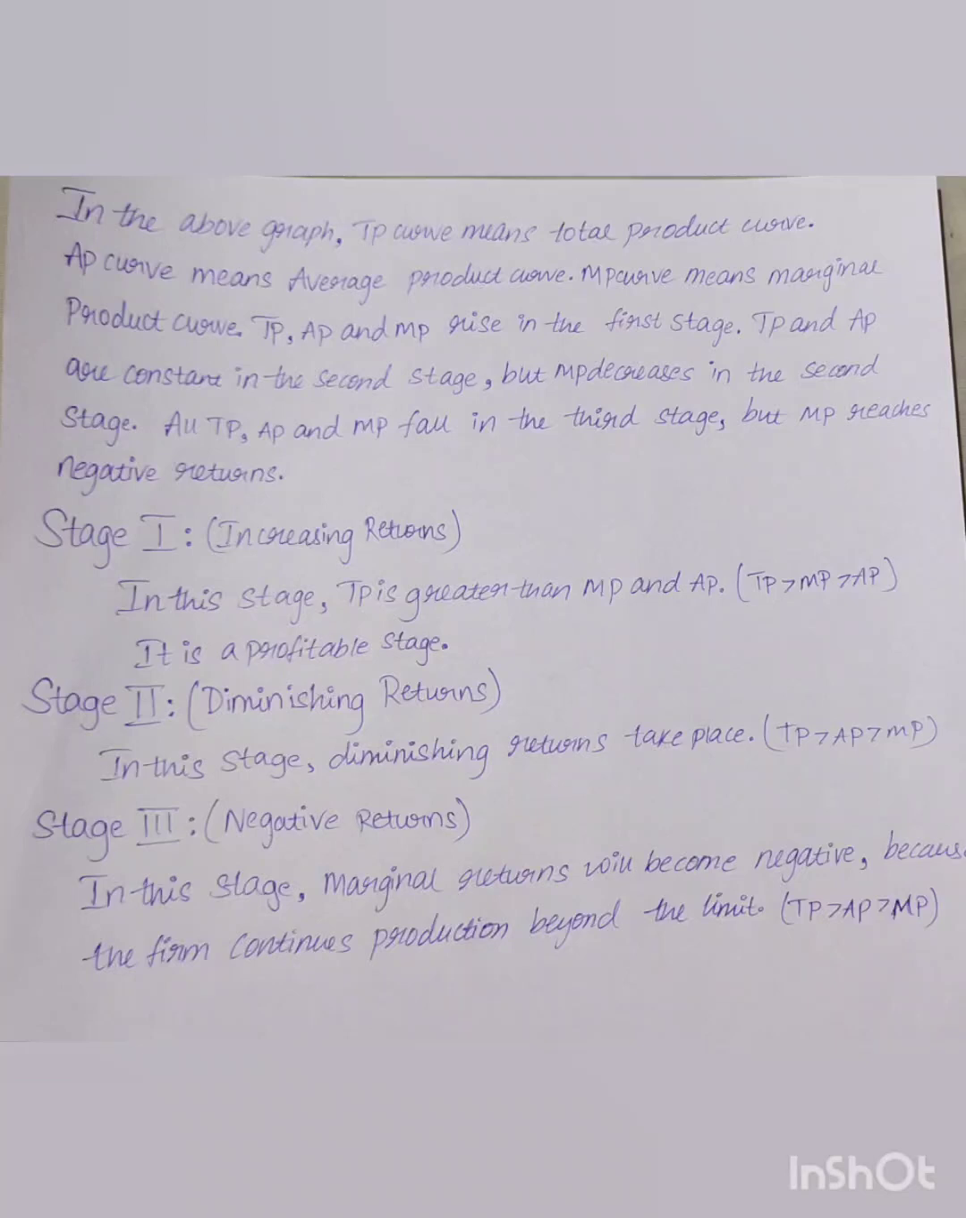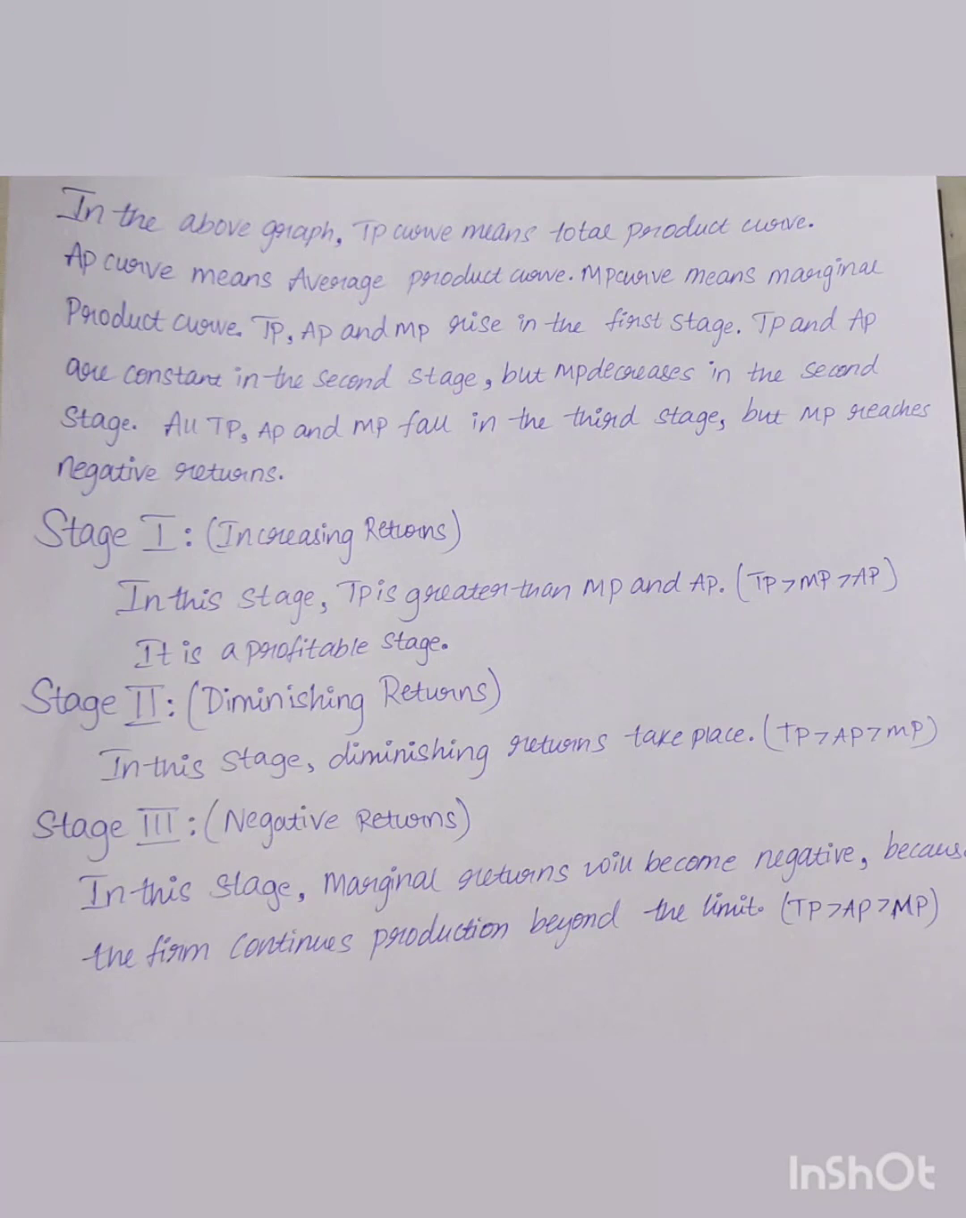TP, AP and MP rise in the first stage, TP and AP are constant in the second stage, but MP decreases in the second stage. All TP, AP and MP fall in the third stage, but MP reaches negative returns. And there are even 3 stages. In stage 1, it is increasing returns. In this stage, TP is greater than MP and AP and it is a profitable stage.